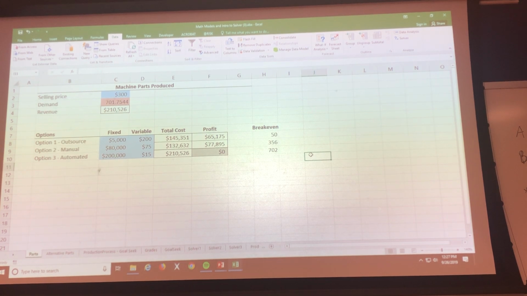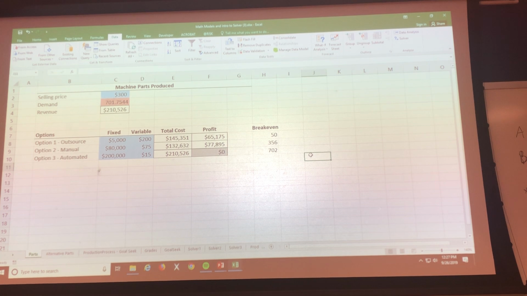Again, what does that tell you? That tells you that if you're thinking about option 3, if you think that your demand is less than 702, you definitely shouldn't do it. If you think that it is greater than 702, option 3 will be profitable. But what it's not telling you is if option 3 is the best option.